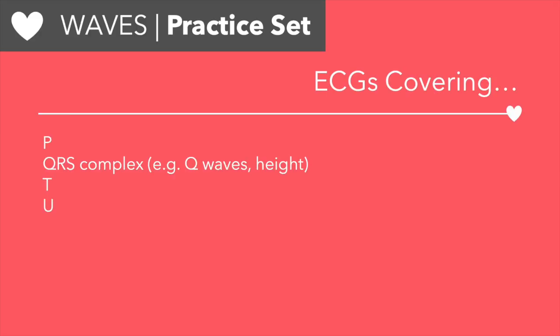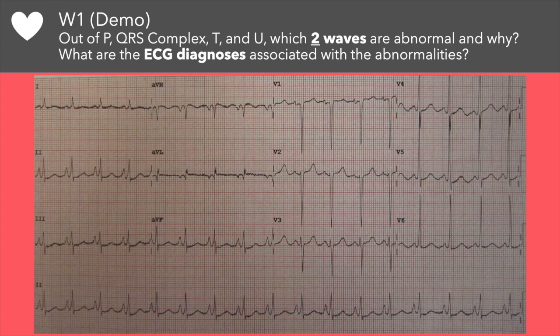We're going to be covering ECGs that include P waves, the QRS complex, in particular the Q waves in height, T wave, and U wave. So let's first do a demonstration. Out of P, QRS complex, T, and U, which 2 waves are abnormal and why? What are the ECG diagnoses associated with the abnormalities?